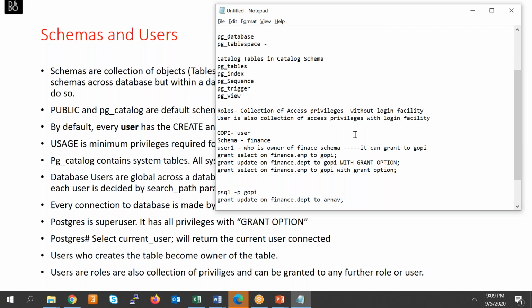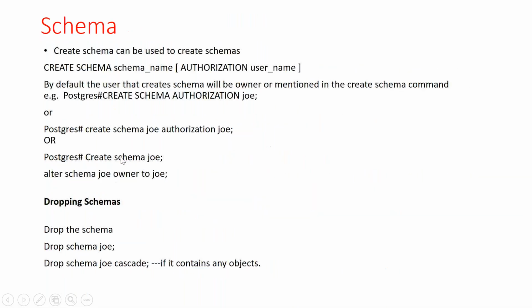The user who creates the table automatically becomes the owner of the table. Whoever creates the table automatically becomes the owner of that table. Users and roles are collections of privileges that can be granted to any further role. So these are all the bullet points for users and schemas. Okay, so how do you create a schema?